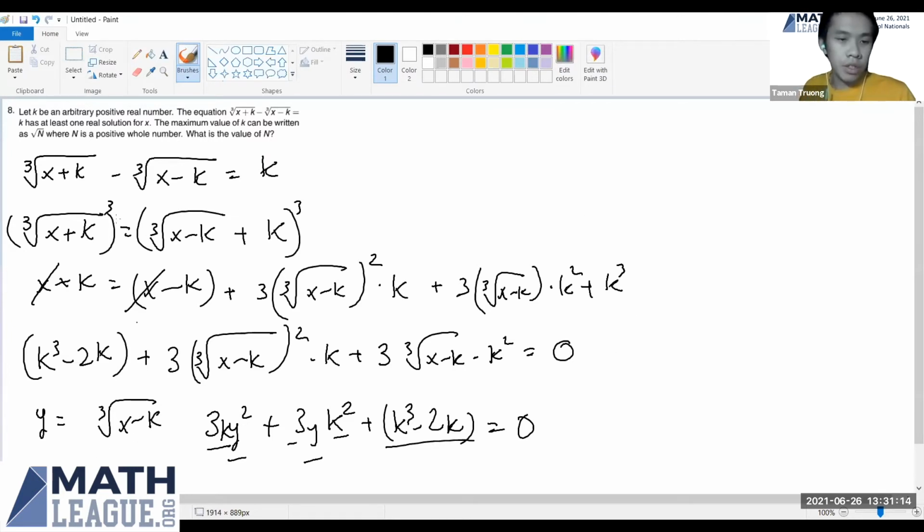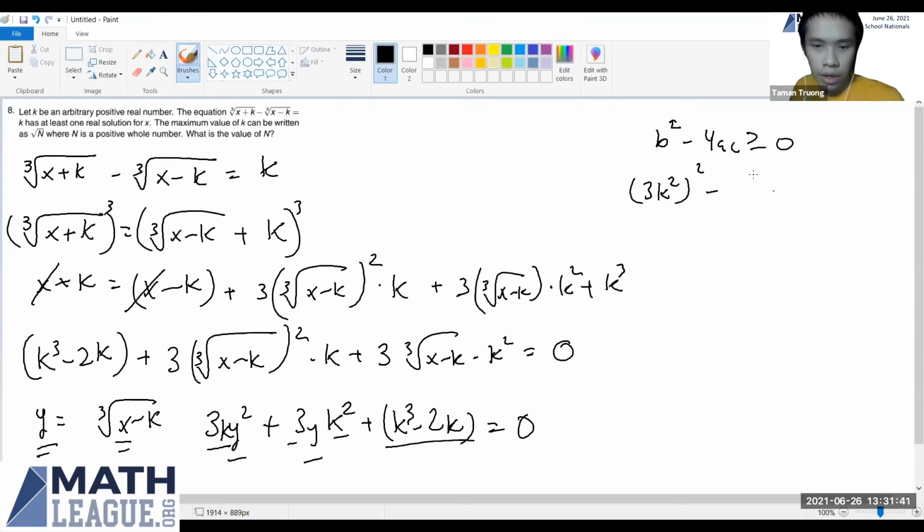Since k is an arbitrary positive real number and there is one real solution for x, y must also be a real number since we're taking the cube root of it. So that means the discriminant of this quadratic has to be greater than or equal to 0, or non-negative. We'll work out the discriminant. That's just b squared minus 4ac, which is greater than or equal to 0. B is 3k squared, a is 3k, and c is k cubed minus 2k.